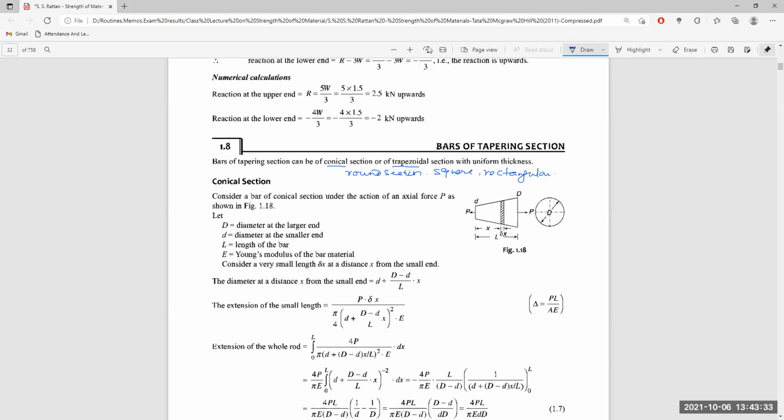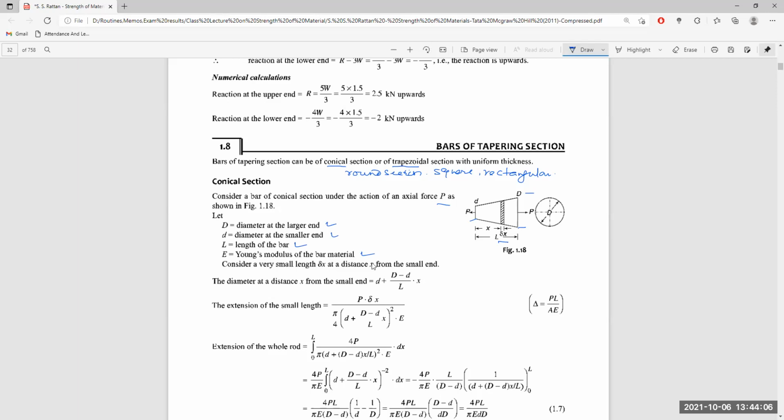Now, consider a bar of conical shape under the action of an axial force P, as given here. It is conical, meaning its cross-section is round, but the diameter varies from the minimum at one end to the maximum at the other. Capital D is the maximum diameter at the larger end, small d is the minimum diameter at the smaller end. Length is L, and E is the Young's modulus of the bar material itself.